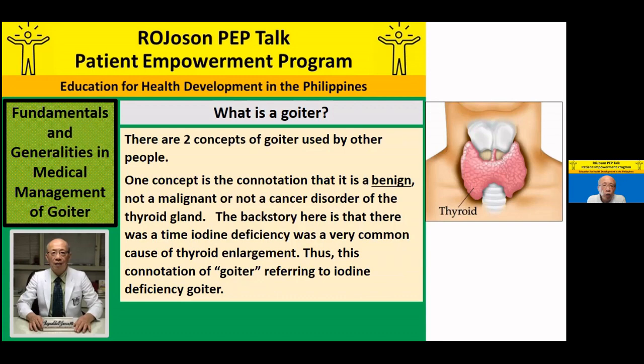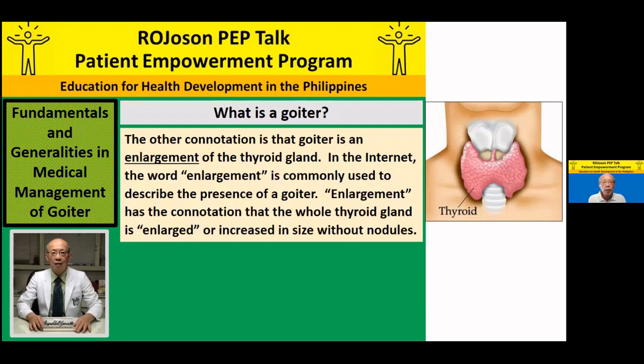There are two concepts of goiter used by other people. One concept is the connotation that it is benign, not a malignant, not a cancer of the thyroid gland. The backstory here is that there was a time iodine deficiency was a very common cause of thyroid enlargement. Thus, this connotation of goiter referring to the iodine deficiency goiter, and thus the connotation that it is benign. The other connotation is that goiter is an enlargement of the thyroid gland. In the internet, the word enlargement is commonly used to describe the presence of a goiter. But enlargement has a connotation that the whole thyroid gland is enlarged or increased in size without nodules.